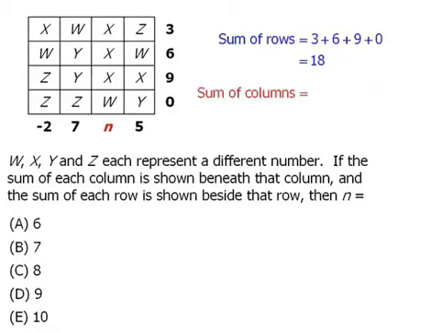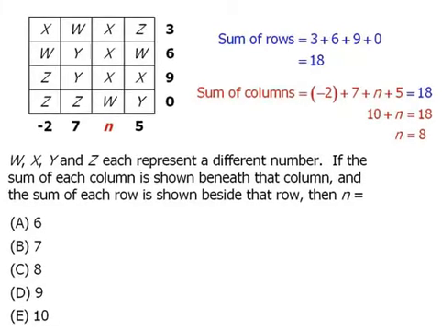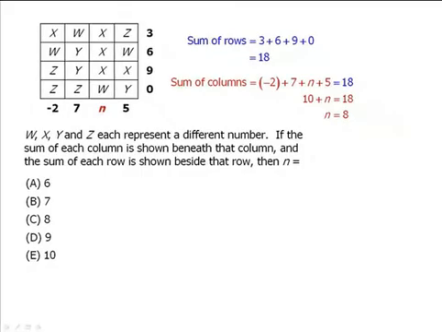Now look what happens if we add our 4 columns. Since we are adding the same 16 numbers together, the sum must be 18. And now we can solve this for n. We'll first simplify the left-hand side, and from here we see that n equals 8, which means our answer is C.